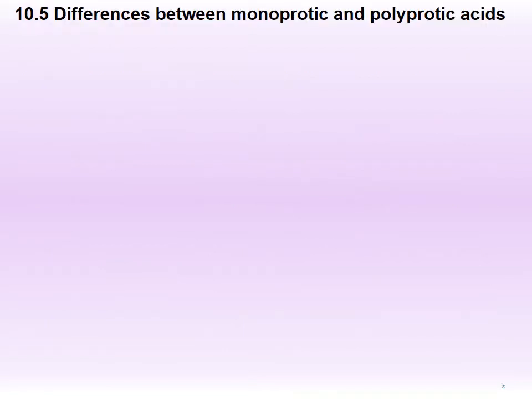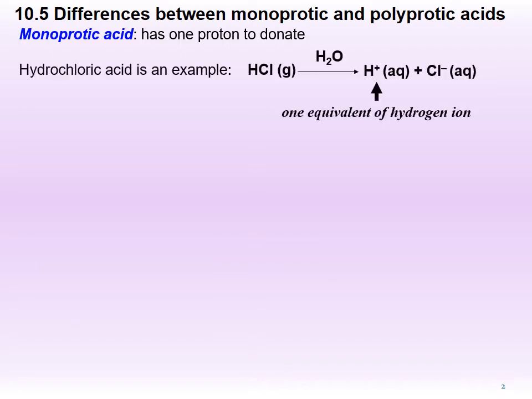Acids can be classified according to the number of protons they are able to donate. A monoprotic acid has 1 proton to donate. The prefix mono means 1. For every 1 mole of a monoprotic acid, 1 mole or 1 equivalent of hydrogen ions or hydronium ions is produced. Hydrochloric acid is an example of a monoprotic acid.